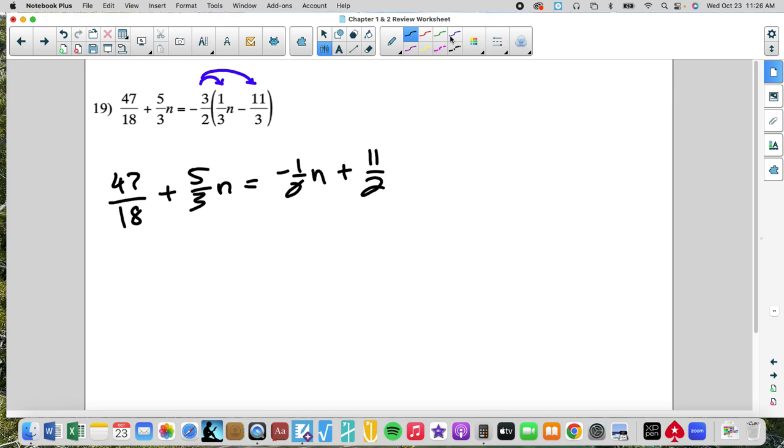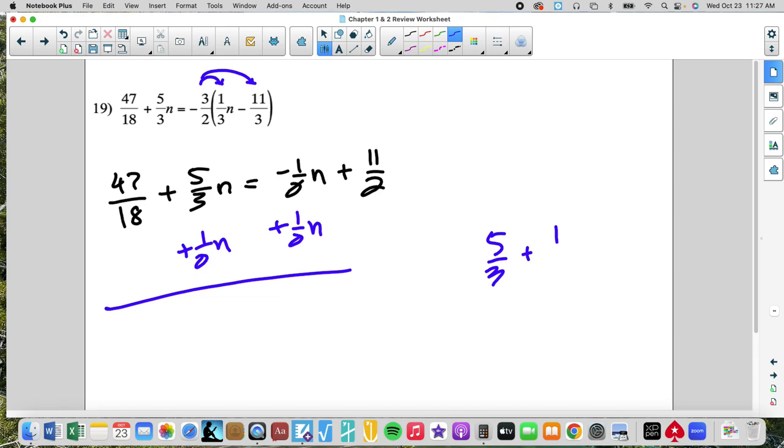We're going to move the variables first. I'm going to add 1/2 n, add 1/2 n. I have to combine 5/3 plus 1/2. So we need common denominators.